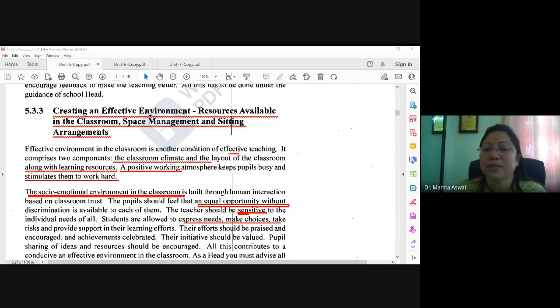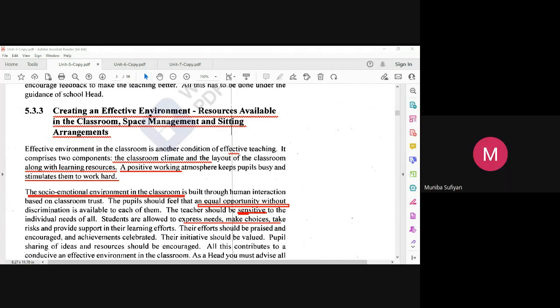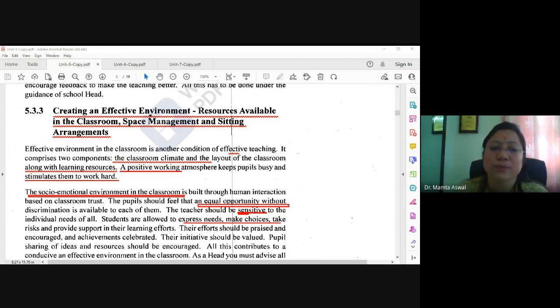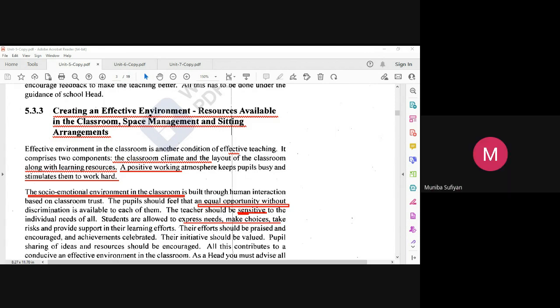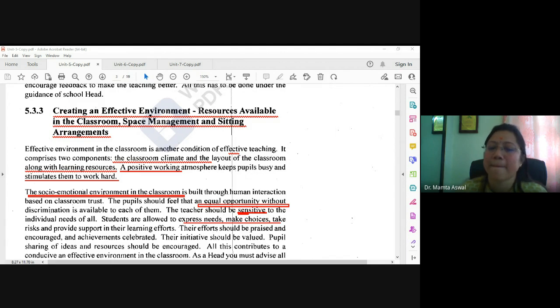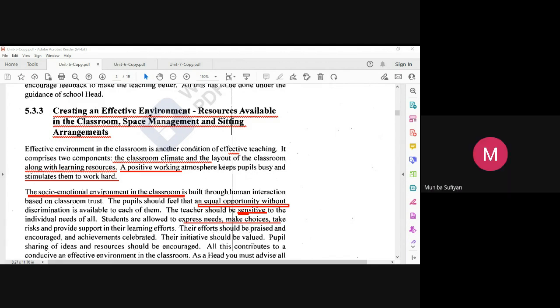Yes, Mr. Suleiman, would you like to answer? Or Miss Peter, Miss Maniba, anybody of you? What resources do you have inside the classroom? Yes, resources for the teaching and learning process. Okay, for example, our blackboard is there, display boards. Yes, you can talk of the board.